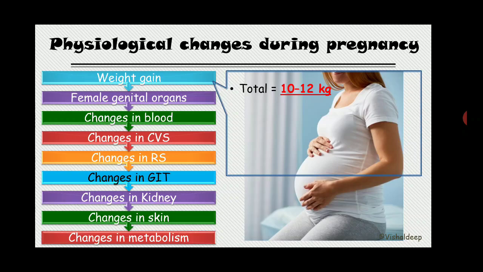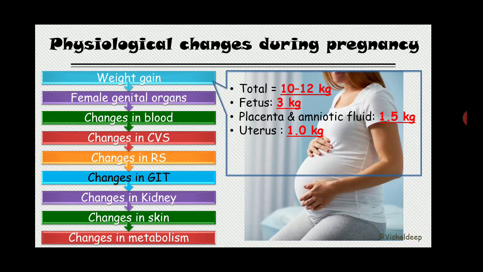In this 10 to 12 kg, the fetus is more or less 3 kg. Placenta and amniotic fluid will be 1.5 kg. The weight of the uterus will increase up to 1 kg, and the fluid present inside the maternal circulation increases about 1.5 kg, and fat deposition will be about 3 to 4 kg. Alright, these are rough approximate figures, but the total figure is constant. Total weight gain is about 10 to 12 kg, and the fetus is more or less 2 to 3 kg.